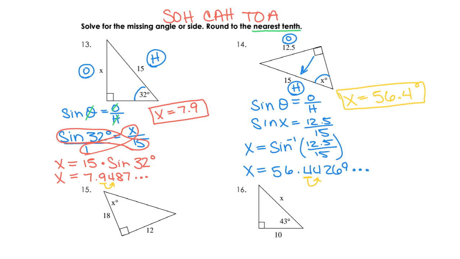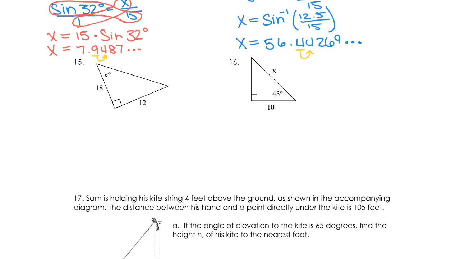Okay. All right, guys, let's take a look at 15. We are reading from angle x. 12 is the opposite side. 18 is my adjacent side. And according to SOHCAHTOA, we'll be using tangent. So we'll go ahead and say tangent theta equals O over A. We'll keep tangent tangent. Our theta is x, our opposite is 12, and our adjacent is 18.